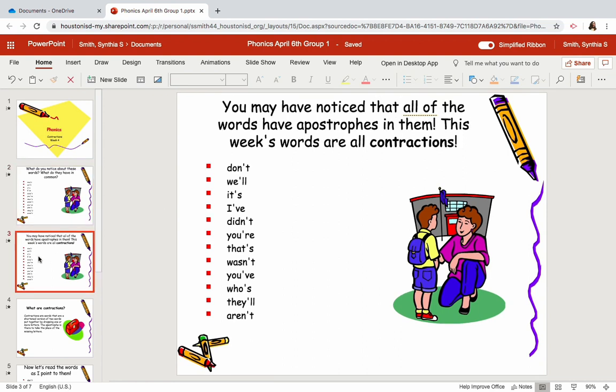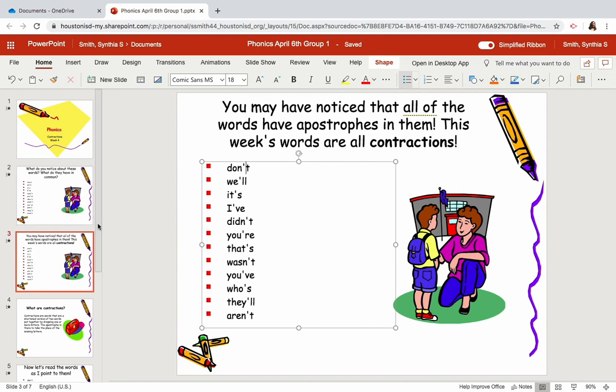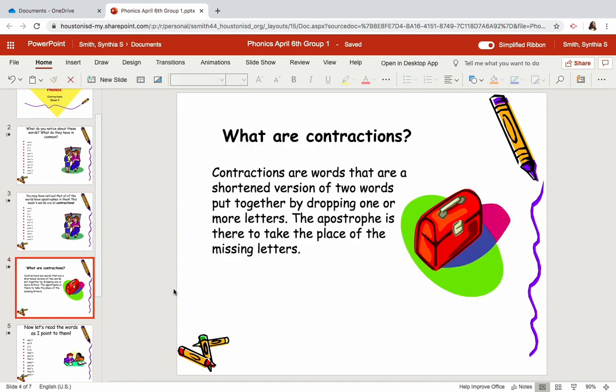Okay, so you may have noticed that all of the words have apostrophes in them. And the apostrophe is this little mark right here. Okay, those are called apostrophes. Everybody say apostrophe. Okay, so all of these words have apostrophes. And all of these words are called contractions. So everybody say contraction. One more time, contraction. All right. So, what are contractions?